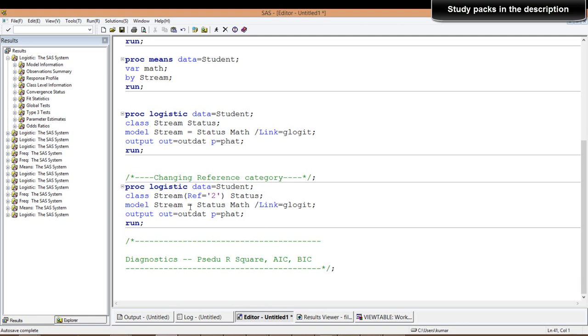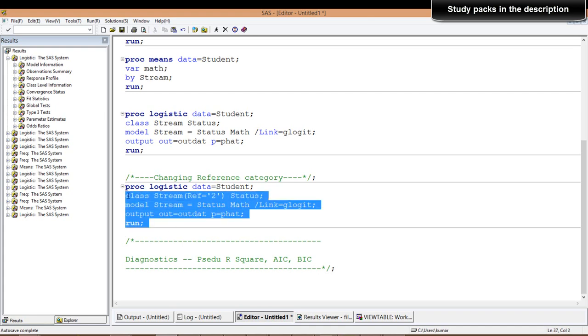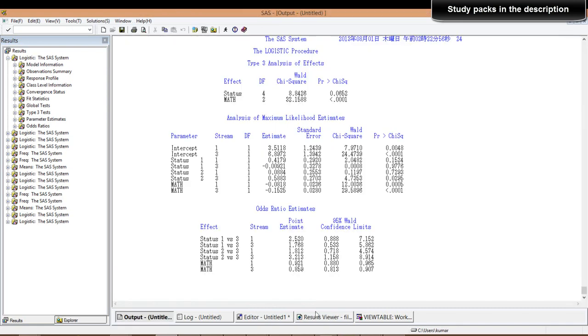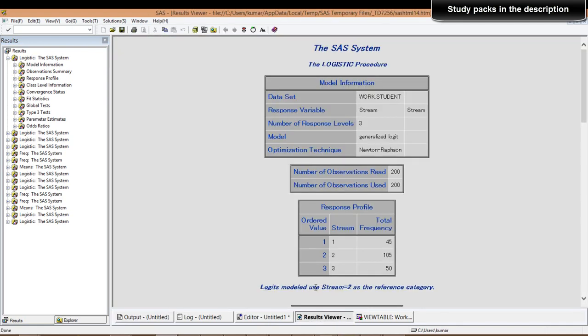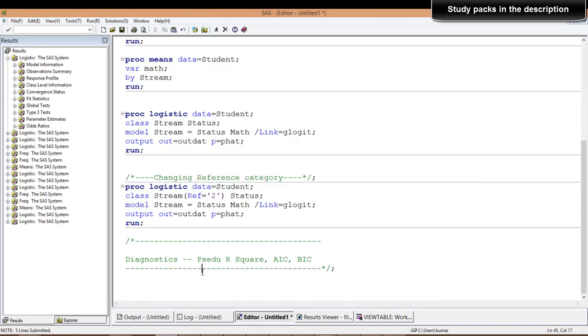All right. So for that, in this class statement, we use the keyword ref, you can see, and then equal to, in single quotes, put the reference category you want to specify. So we'll specify 2, which stands for computer science, and then we'll use the same syntax. Let's run this. In the result, you will now see the reference category for stream is equal to 2. Earlier it was 3, that was the default one. Now we can use 2, and you can also use 1. So you can change it according to your wish.